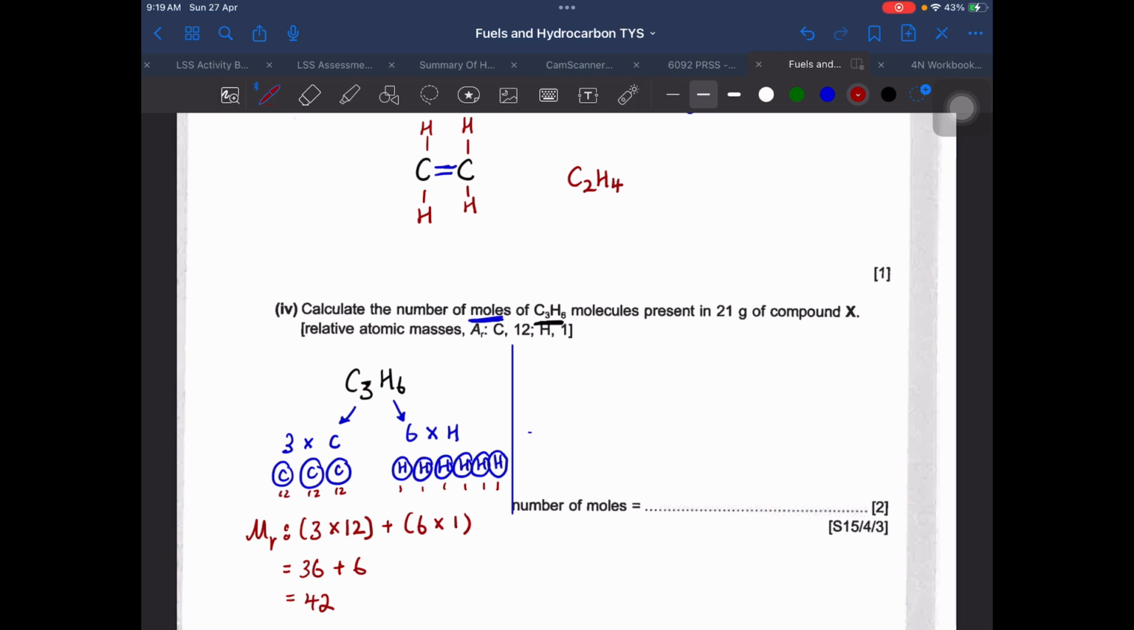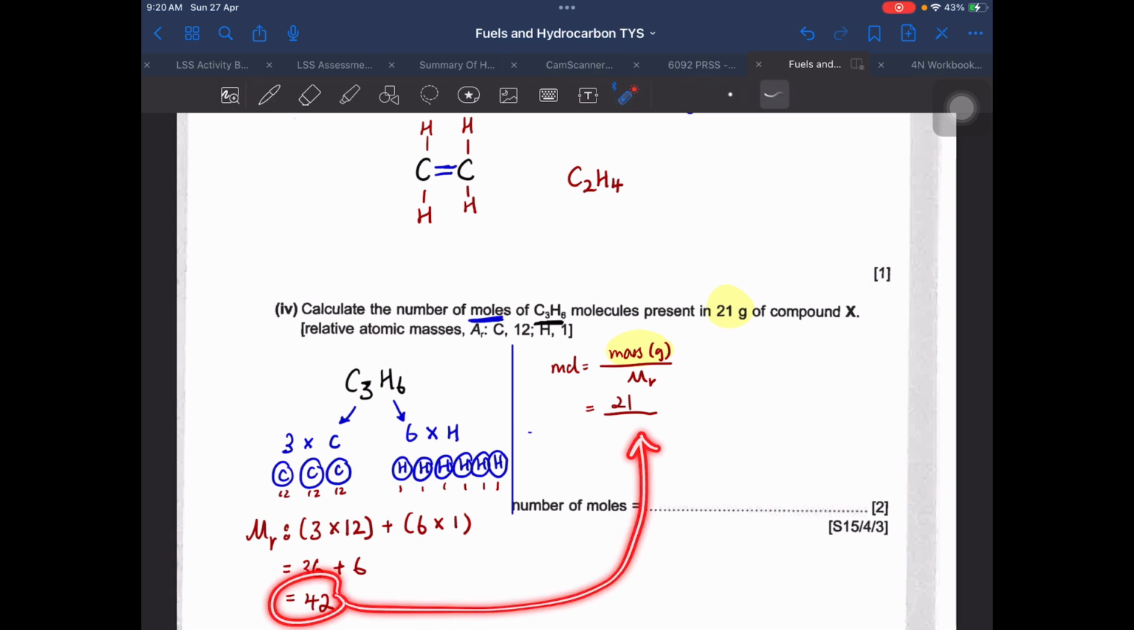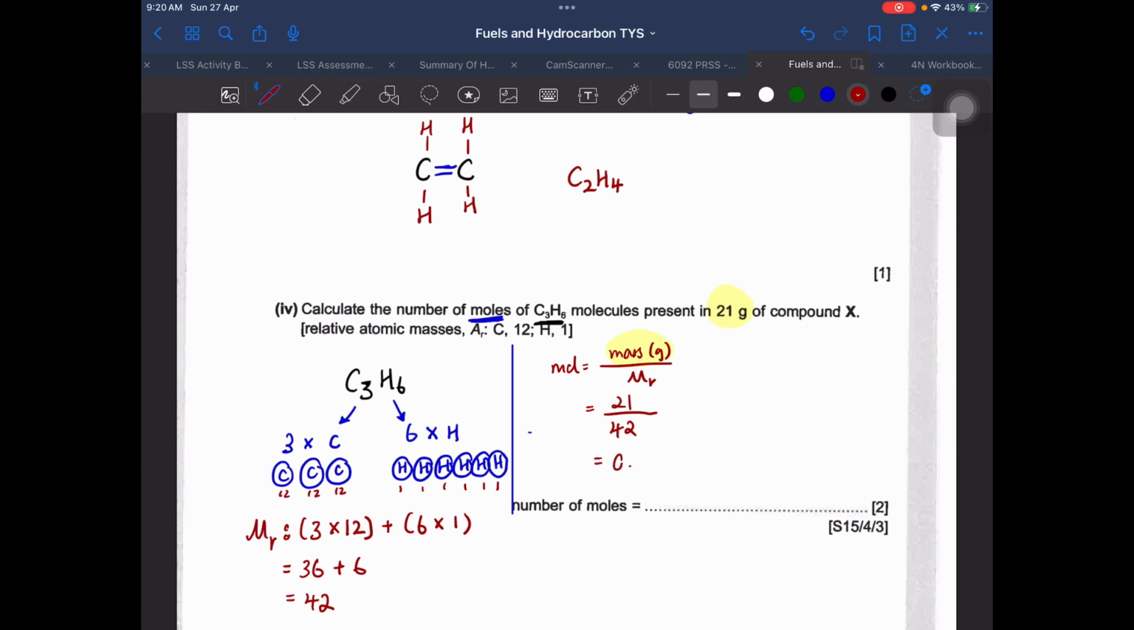Then the question is about finding mole. So remember mole, there's a formula. It's called mass in terms of gram divided by the Mr of the chemical. So this question actually gives you the mass already. It's 21 gram. So this will be equals to 21 divided by the Mr. And the Mr is based on what you calculated just now here. And you bring this up over here. Divide by 42. Use a calculator, don't need to rush. And this will get 0.5 mole.